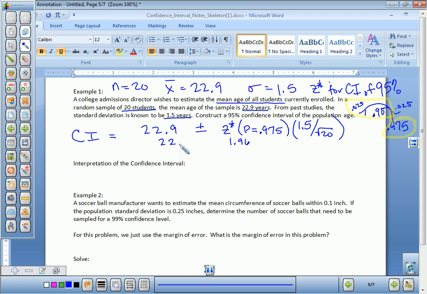So now, guys, you need to do this calculation. 1.96 times 15 divided by the square root of 20. 15 or 1.5? That should be 1.5. Thank you. That is 1.5. I missed the decimal. That would make a huge difference.